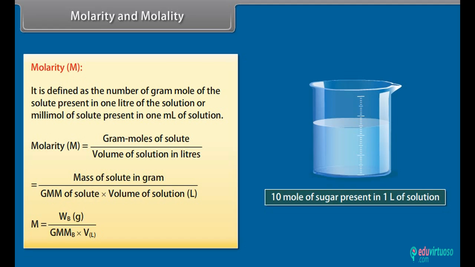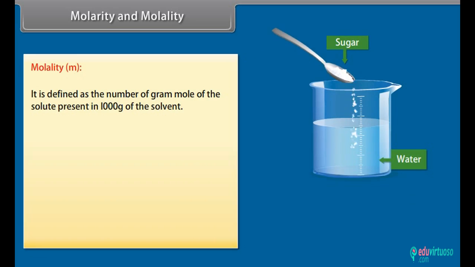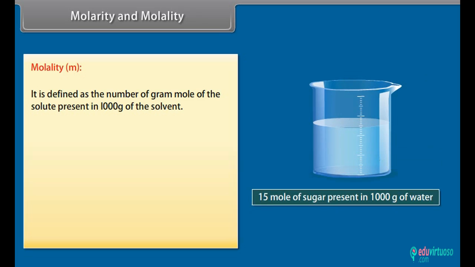A solution having molarity 1 is called a molar solution. Molality. It is defined as the number of gram moles of the solute present in 1000 grams of the solvent. It is represented by small m.